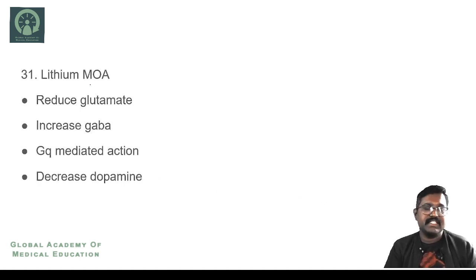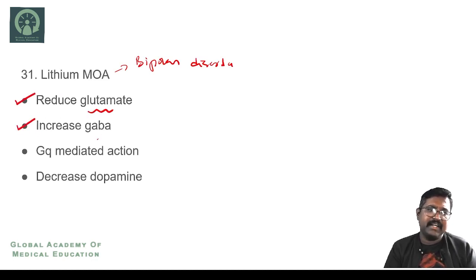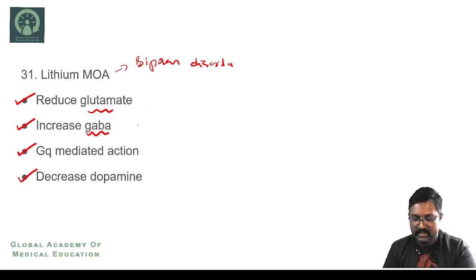So coming to the 31st MCQ, some of them said that the lithium mechanism was asked. Lithium is basically used in bipolar disorders. It mainly reduces the glutamate activity, that is the excitatory one. They increase the GABA activity, which is the inhibitory neurotransmitter, and they are all Gq coupled mediated action, and also they decrease the dopamine. So if they asked about anything related to the lithium mechanism of action, if you would have chosen these options, then you could have got the right answer.